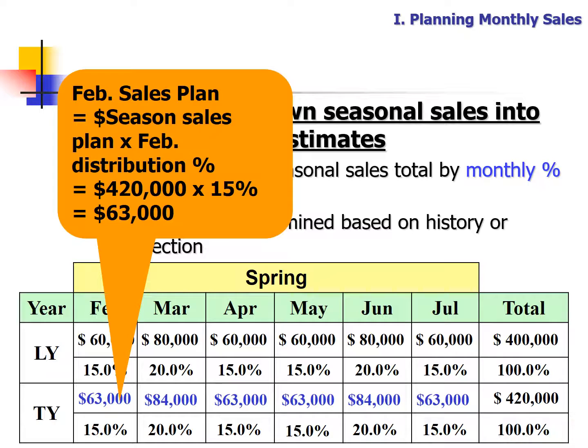Then based on this monthly percent sales distribution plan, as well as the total seasonal sales dollar that we planned for this year, we can calculate each month's sales dollar for this year, right? So for example, for February, 15% of the total sales will have to happen in February. So that means 15% times the total seasonal sales, $420,000, will be the sales for February, right? $63,000. And we can do exactly the same thing for the rest of the 5 months. And then we have the monthly sales dollar plans.